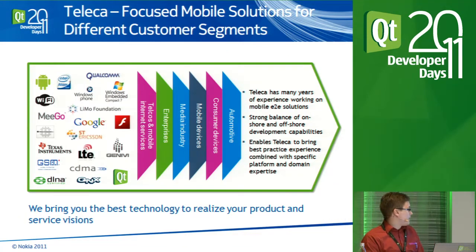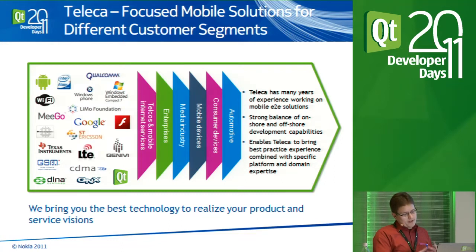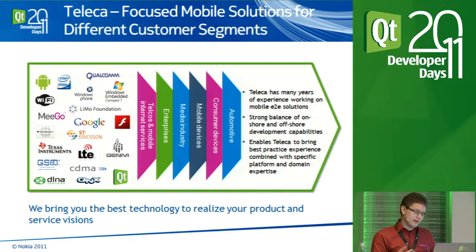Here you can see the different industry segments we are currently working on, and we have noticed that these segments are currently converging together, and this is a good point for Qt, because Qt actually fits very well in this kind of environment where you have to make the same software work, for example, on your fridge and your car. I don't know what kind of software that could be, but there is a need to make software that works in multiple different environments and multiple different segments. And Teleca has a history of bringing the best technology for this kind of solutions.